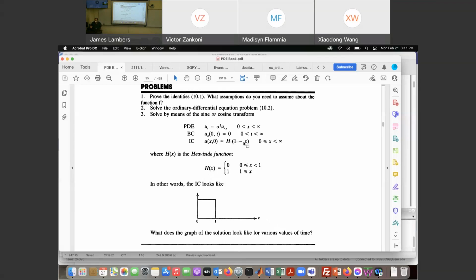So instead of integrating this function, the Heaviside function of 1 minus x, from 0 to infinity, you can think of it as integrating 1, this portion, for the limits 0 and 1. What happens from 1 to infinity is irrelevant because the function is 0 there anyway. So then you have an integral that can be evaluated.